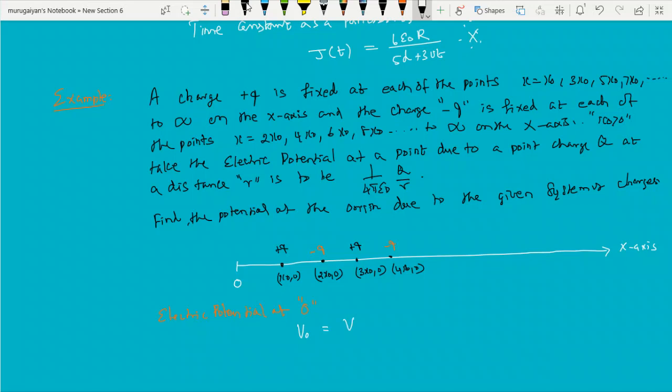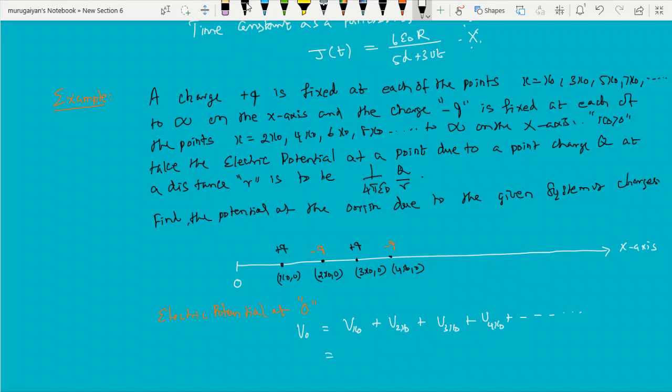Potential due to the charge at position x naught, potential due to the charge at 2x naught, potential of the charge at a distance 3x naught, the potential due to the charge kept at a distance 4x naught. So this pattern continues, and we can apply the general formula.